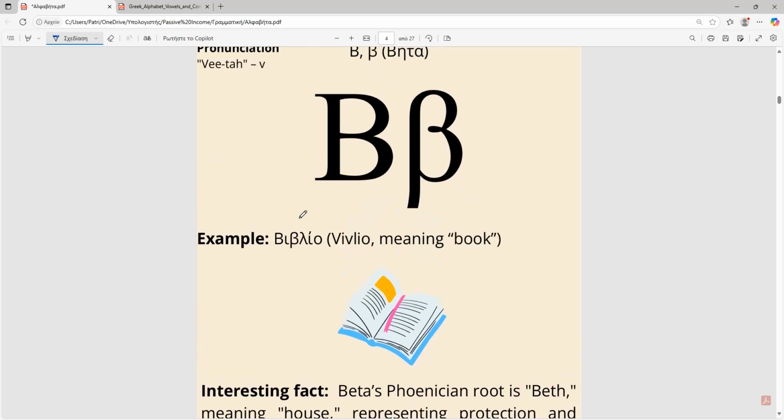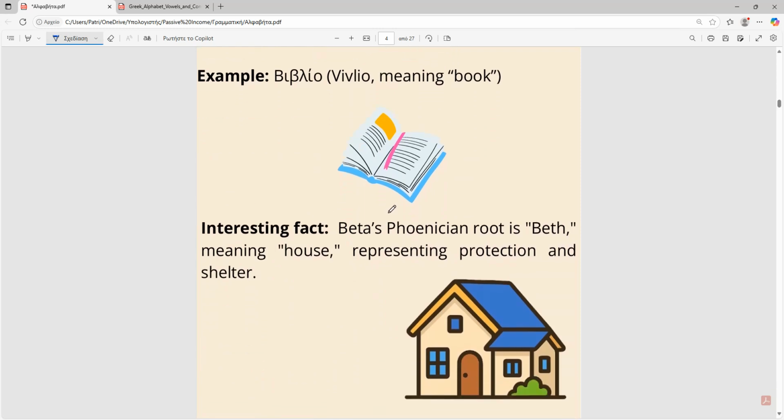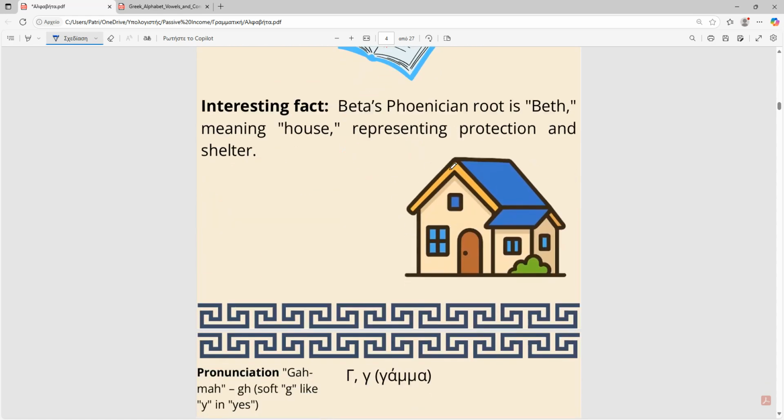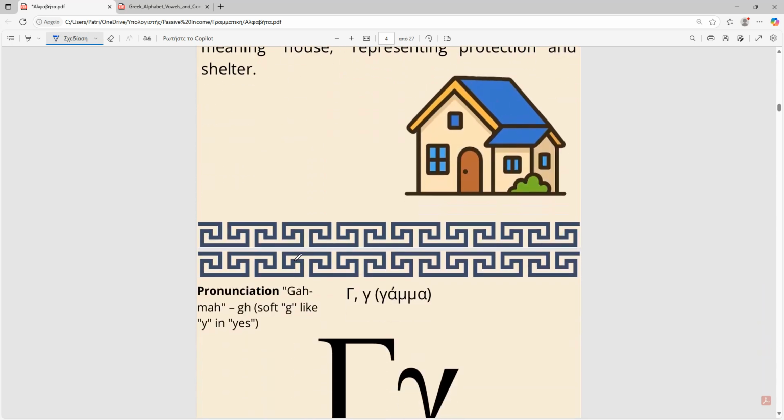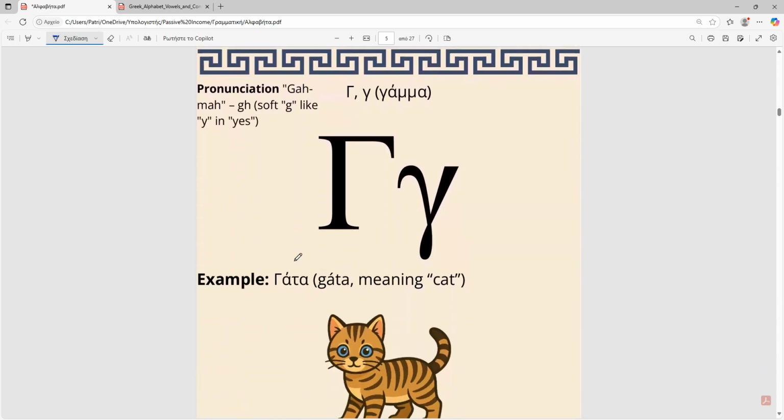Viβλio. That means the book. An interesting fact, again, the beta Phoenician root is Beth, meaning house, representing protection and shelter. House, by the way, in Greek is spiti. Spiti, it's to spiti, okay? So, yeah, then we have the third letter of the alphabet.